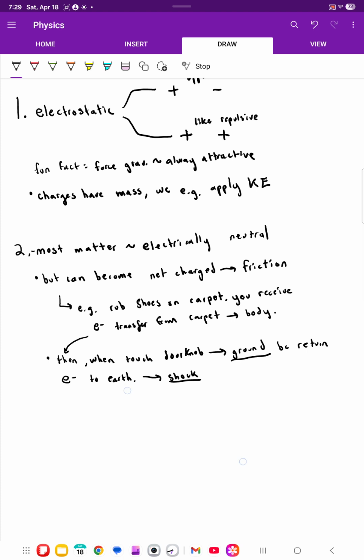And so this is one of the many examples of static charge buildup, or static electricity.